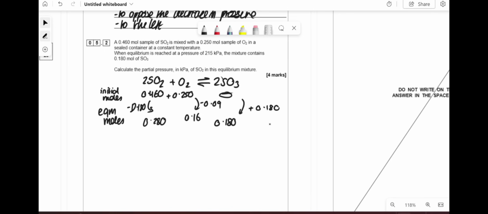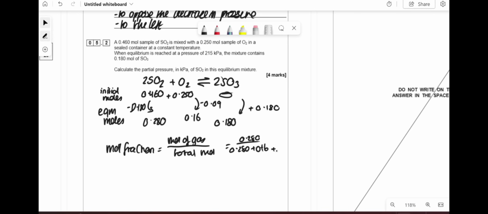We now need to work out the partial pressure. So we need to work out the mole fraction. In order to work out the mole fraction, well, the mole fraction is equal to the moles of the gas you're interested in over the total moles, which in this case would be 0.280 over the total moles, which is 0.280 plus 0.16 plus 0.180. Yep, so which gives you 0.280 over 0.280 plus 0.16 plus 0.180, which gives you this fraction. I'm just going to leave it in this form just so that we don't lose decimal places and stuff.